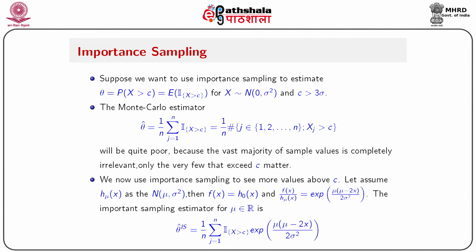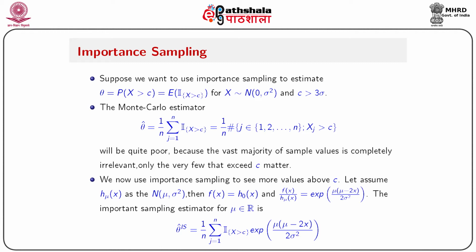Suppose we want to use importance sampling to estimate theta = probability of X greater than c = expectation of I(X > c), for X following normal(0, sigma square) and c greater than 3 sigma. The Monte Carlo estimator theta hat = (1/n) Σ I(X_j > c) = (1/n) times the number of j in 1 to n such that X_j > c will be quite poor, because the vast majority of the sample values are completely irrelevant. Only the very few that exceed c matter.